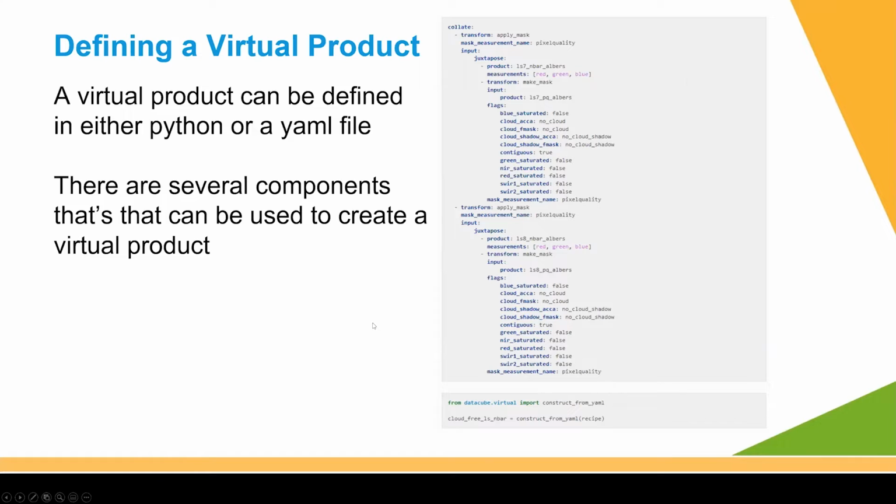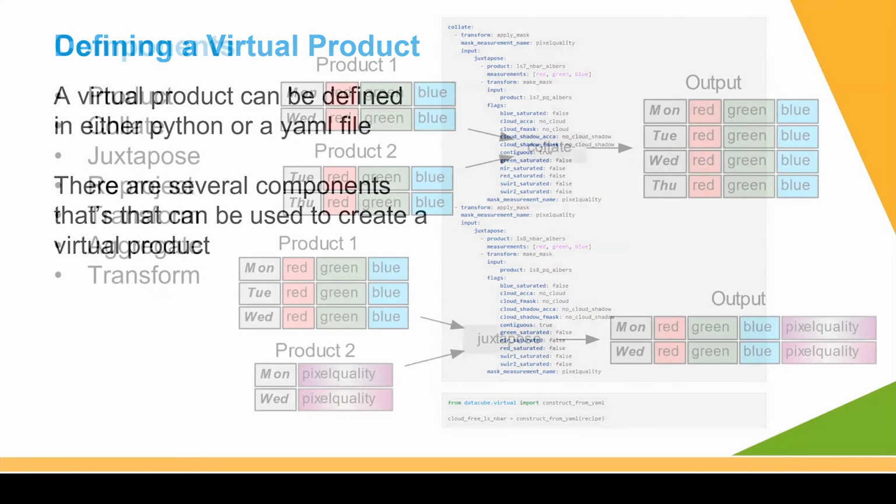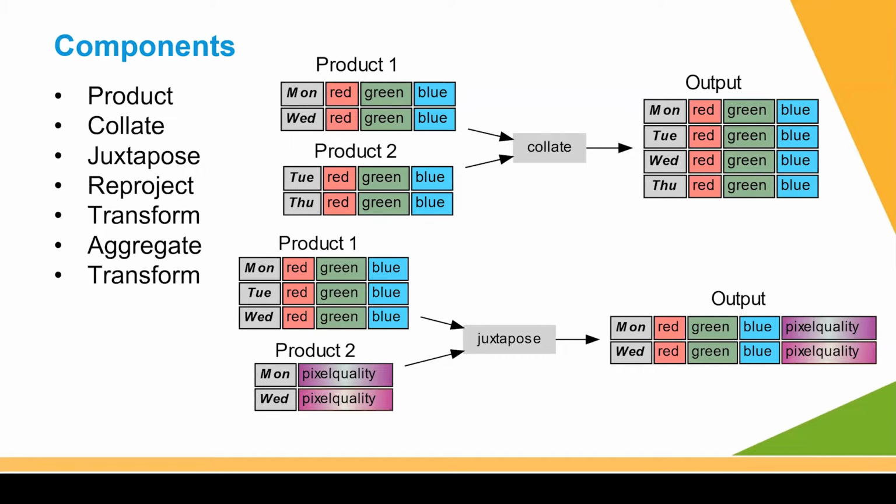On the next slide, there are some basic components that you can use to create a virtual product, especially when you're writing the YAML file. One is the product itself: what are the inputs to the virtual product you want to create? A very common one that everybody's familiar with is you may want to just pull in some Landsat data, like Landsat 8, for example.